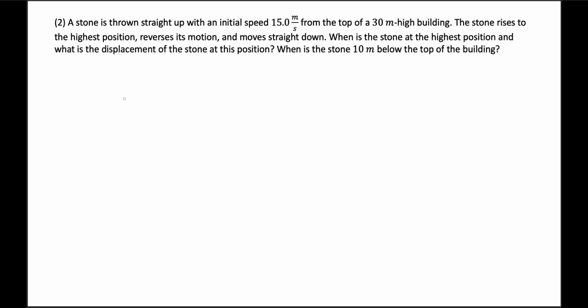Second problem. A stone is thrown straight up with an initial speed of 50 meters per second from the top of a 30-meter high building. The stone rises to the highest position, reverses its motion, and then moves straight down. When is the stone at the highest position, and what is the displacement for the stone at this position? That's the first question. Second question, when is the stone 10 meters below the top of the building?